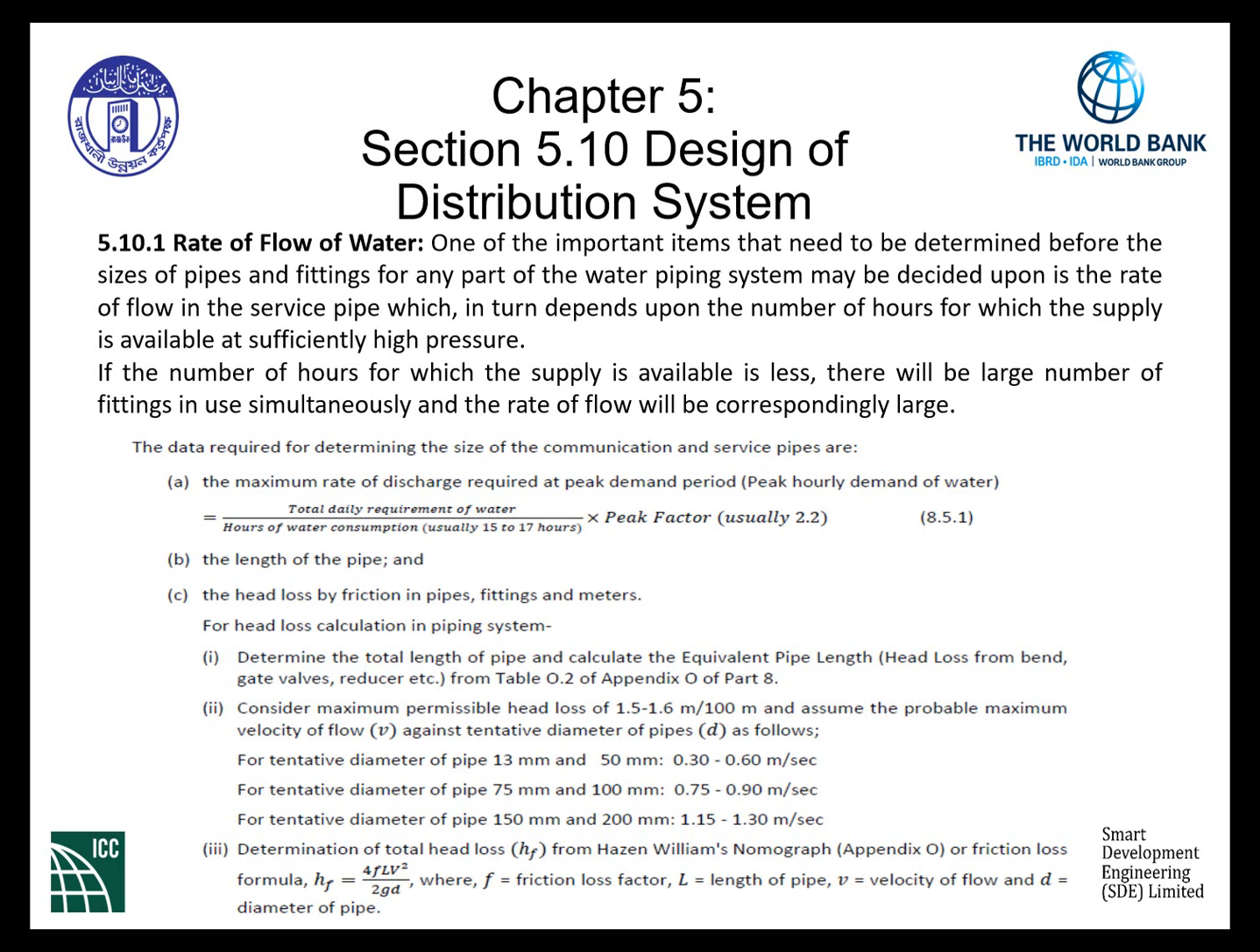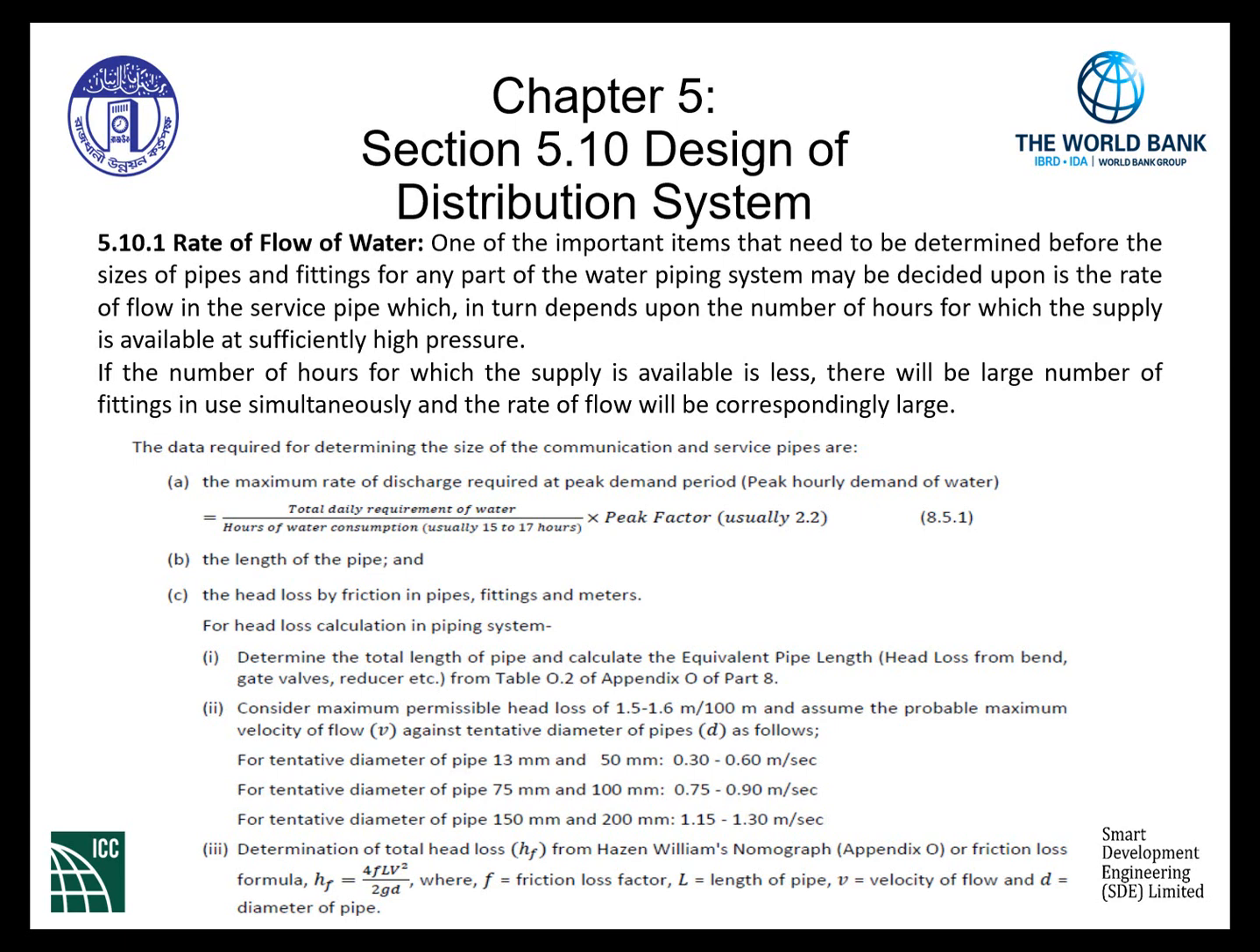Now this is peak hourly demand of water, given by the equation: total daily requirement of water indicated in the numerator and in the denominator divided by hours of water consumption. This is usually 15 to 17 hours of operation. And we multiply that times the peak factor, which is usually 2.2, depending on what the peak factor is based upon, the use of the building and the building's fixtures.